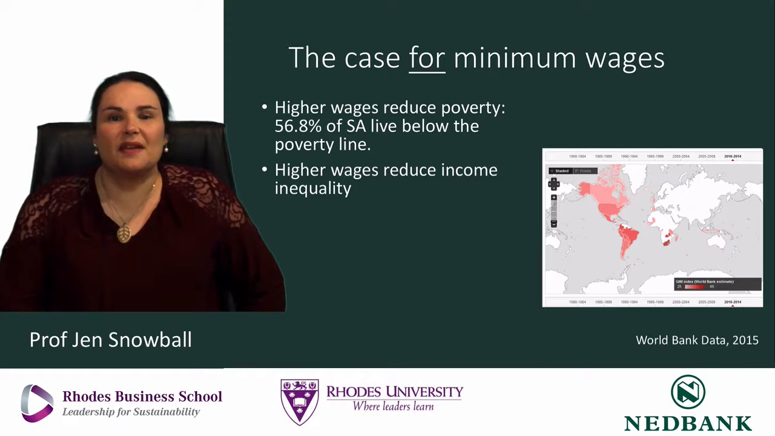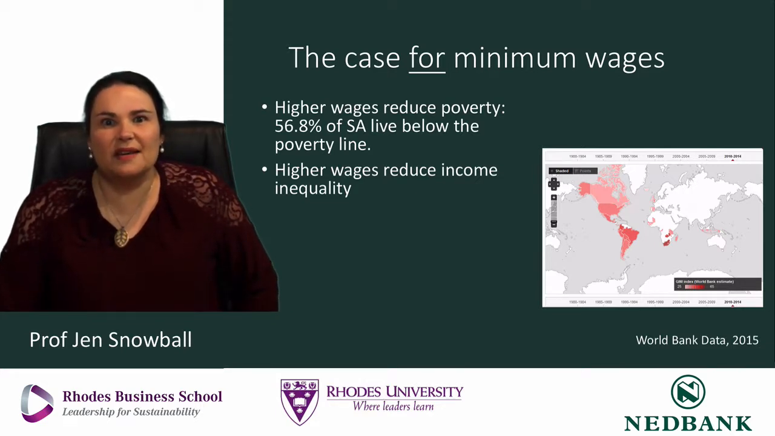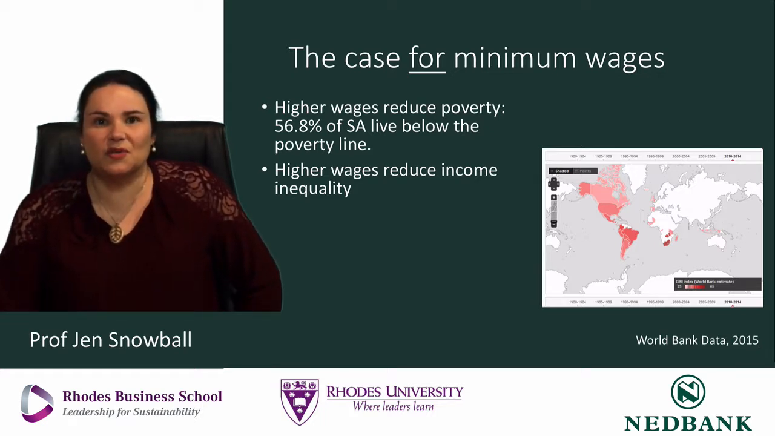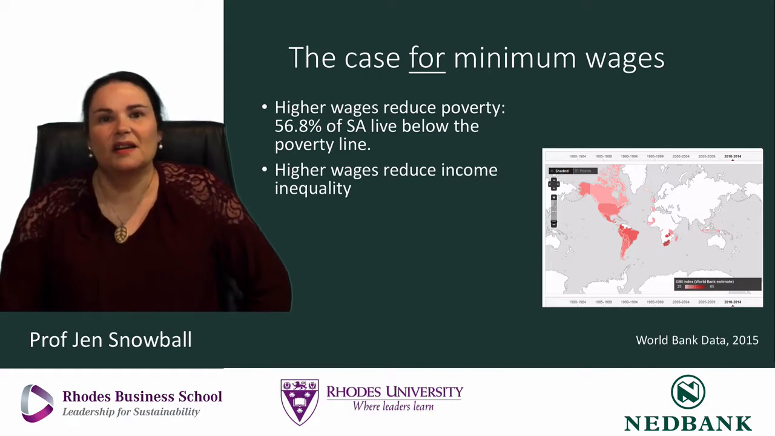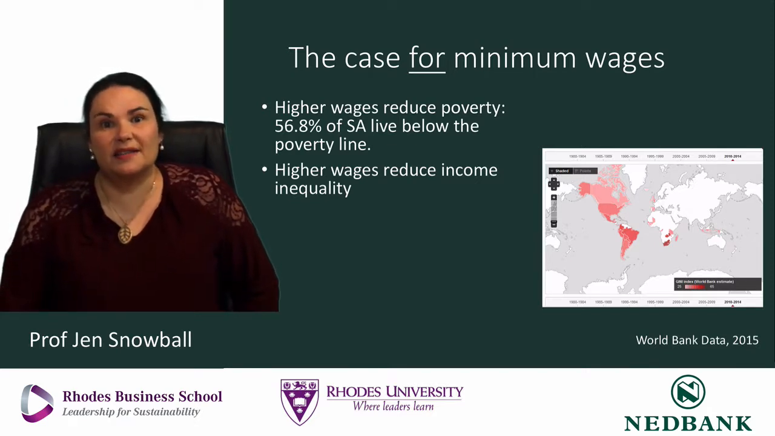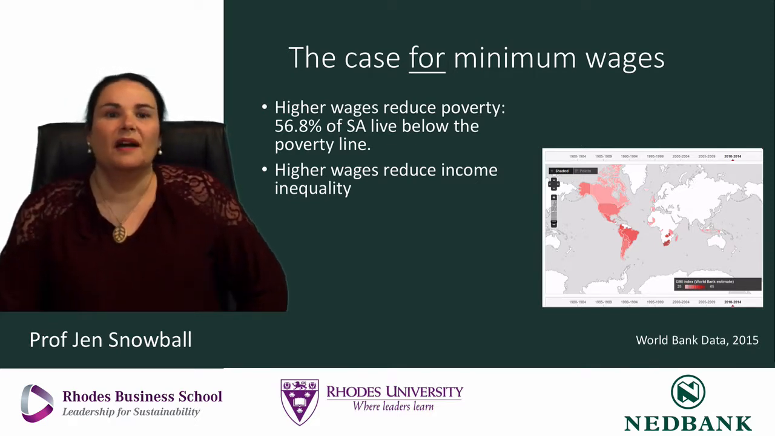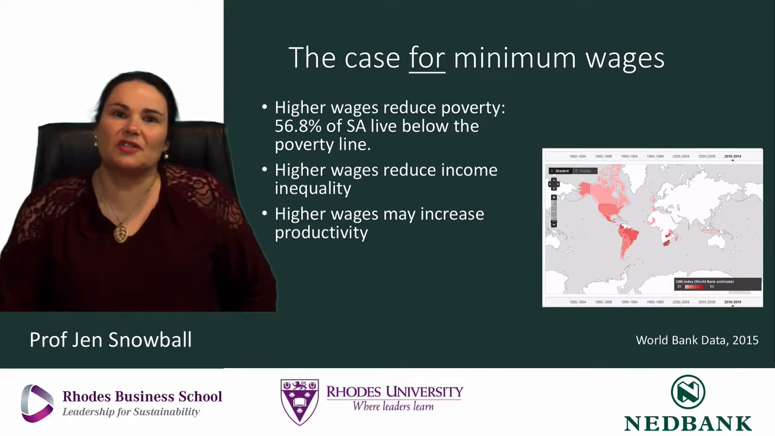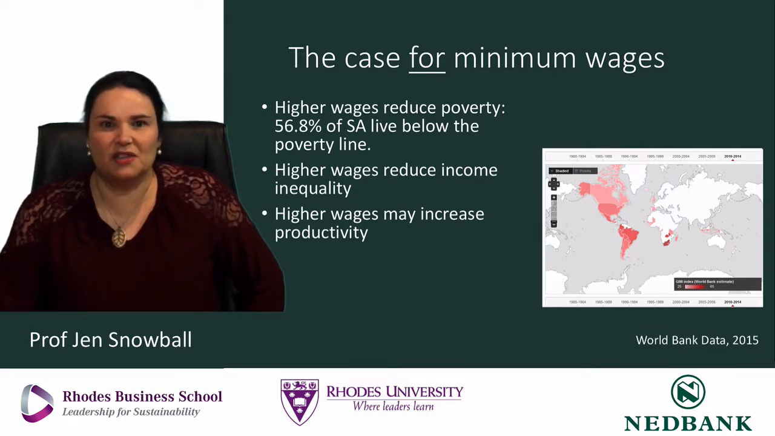We also know that in South Africa we have one of the highest levels of income inequality in the world. If you have a look at the map from the World Bank, you'll see that this shows Gini coefficients, which is a way of measuring income inequality for a whole lot of countries. You can see that South Africa is one of the darkest colors, so in other words, one of the highest Gini coefficients in the world. And the hope is that by increasing the amount of income that goes to the lowest paid part of the population, you would begin to close that gap.